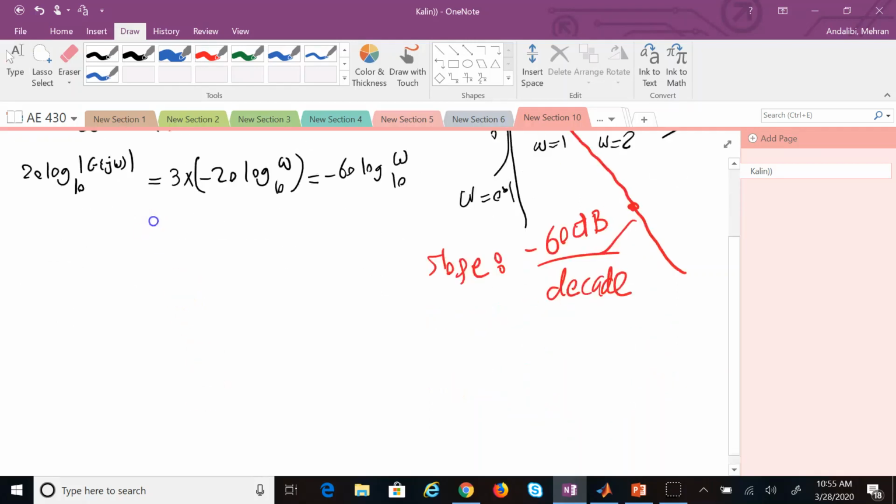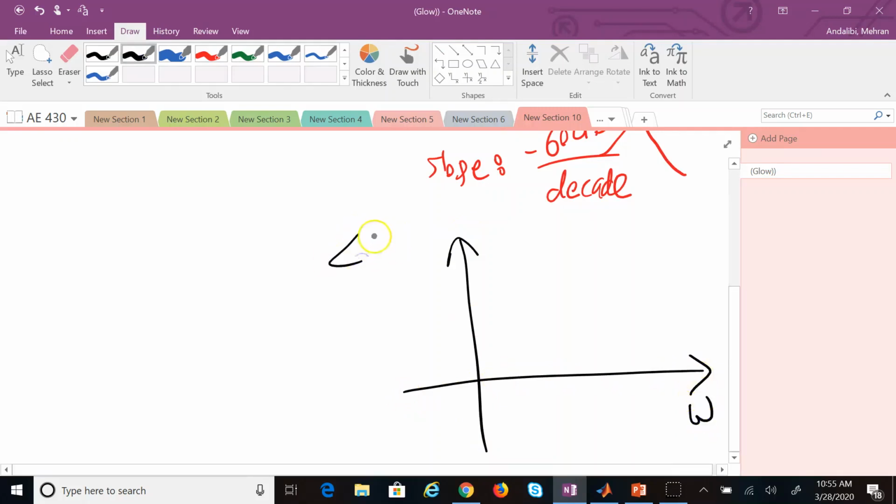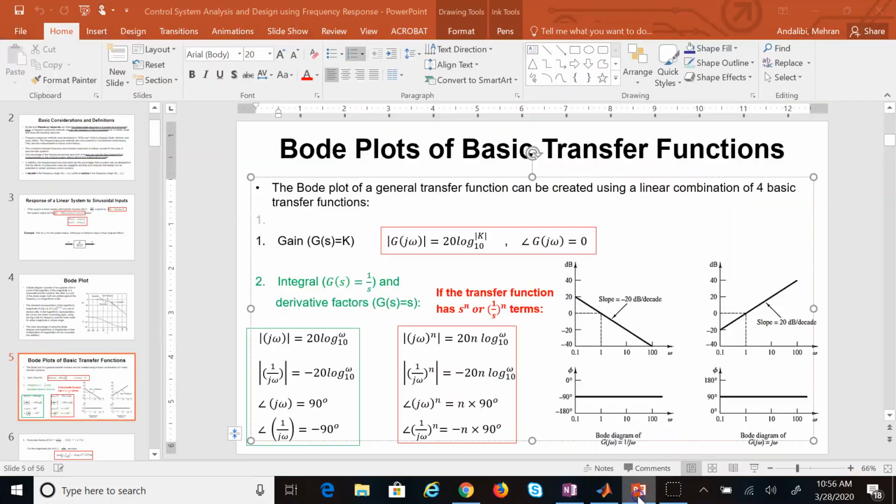And similarly for the phase plot, of course, if I plot the phase plot for you, then it is always at negative 270 degrees. Okay, and similarly, if you change n, that n is just multiplied by the magnitude and by the phase. So make the slope higher and change the angle. So that's a multiple integrator or a multiple derivative.